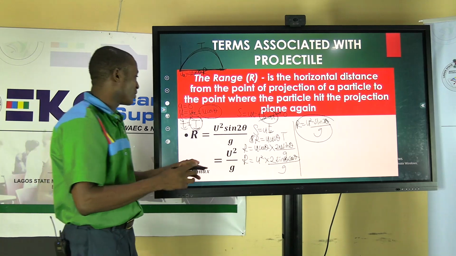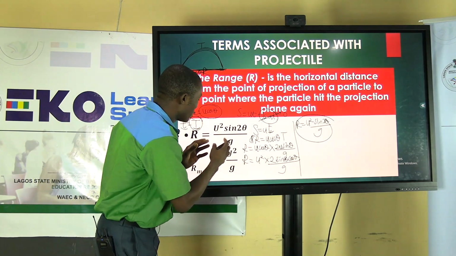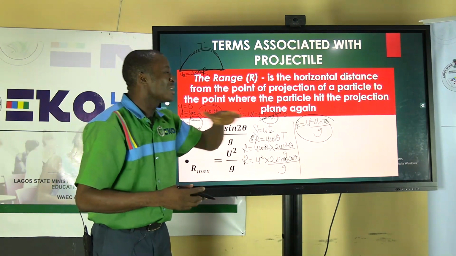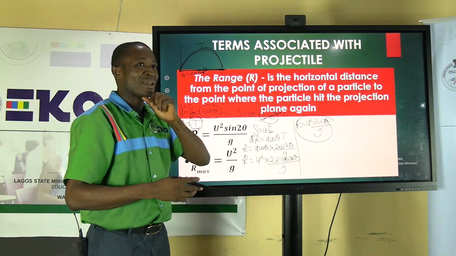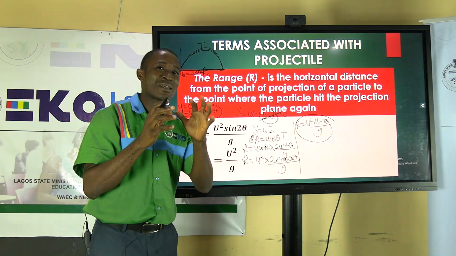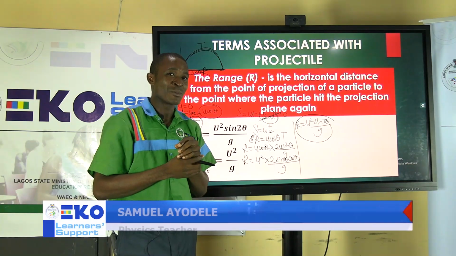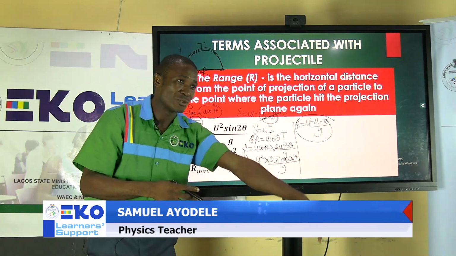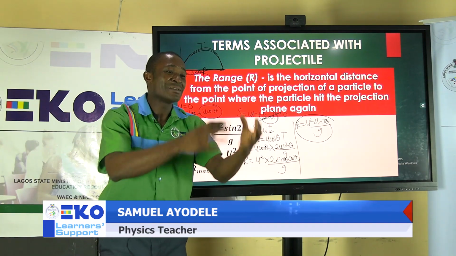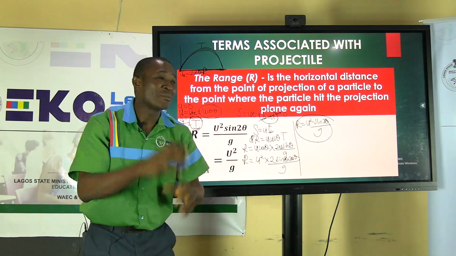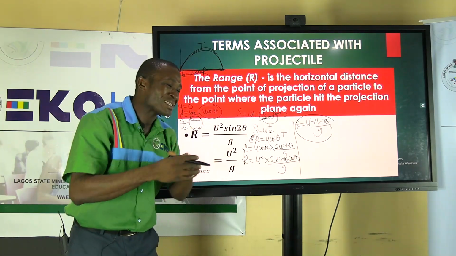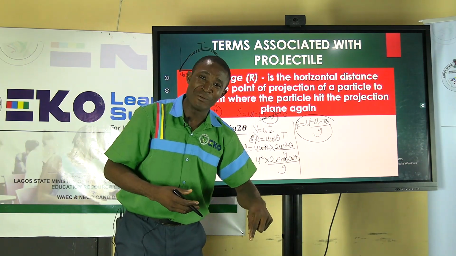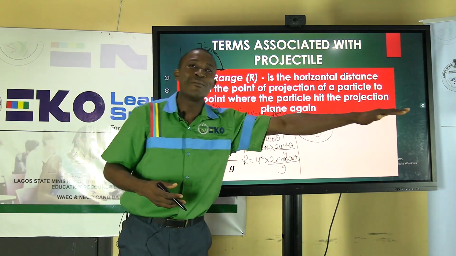Now, there's what we call maximum range. Maximum range is talking about the longest horizontal distance. Let's take, for instance, if you have ever watched football, sometimes the keeper will kick the ball and it gets to the middle of the field. But sometimes the keeper will kick the ball from keeper to keeper. At that time, it has covered the longest horizontal distance that is obtainable. That is called the maximum range.